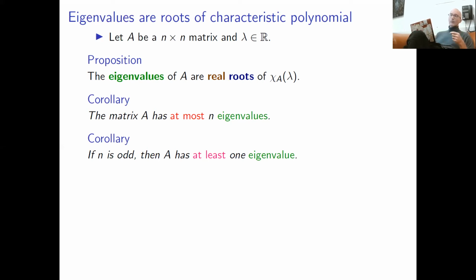Actually, we know from the fundamental theorem of algebra that it has exactly n roots counted with multiplicities. So there may be repeated roots, but there are n of them. But some of them may be complex.